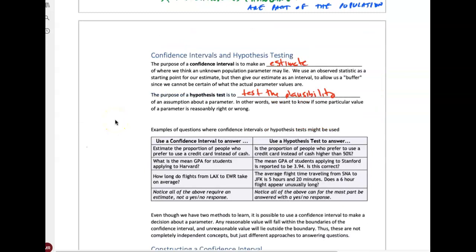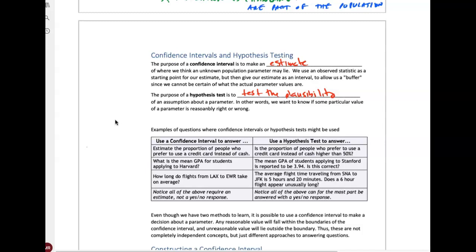So in inferential statistics, two specific things we do are create confidence intervals and conduct hypothesis tests. The purpose of a confidence interval is to make an estimate about some value in the population. We're making an estimate because remember, we never know the exact value. We never have the data from all the population, so it's always an estimate.